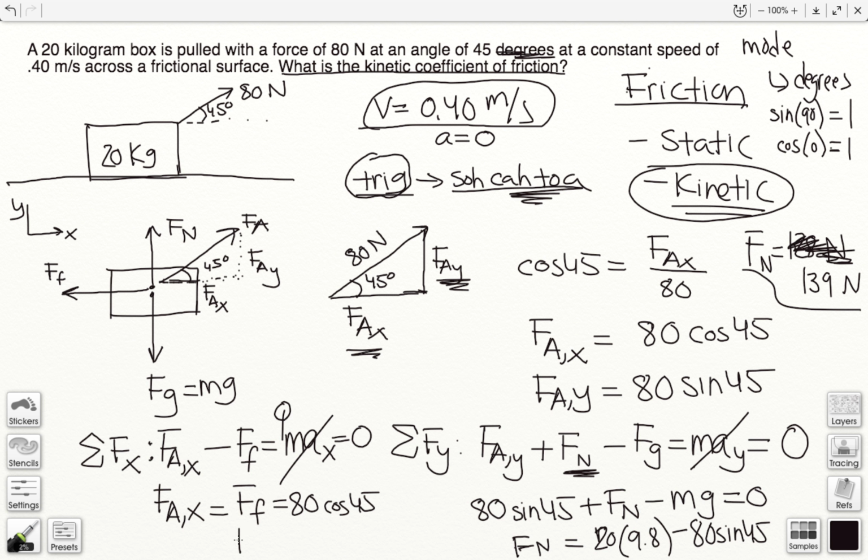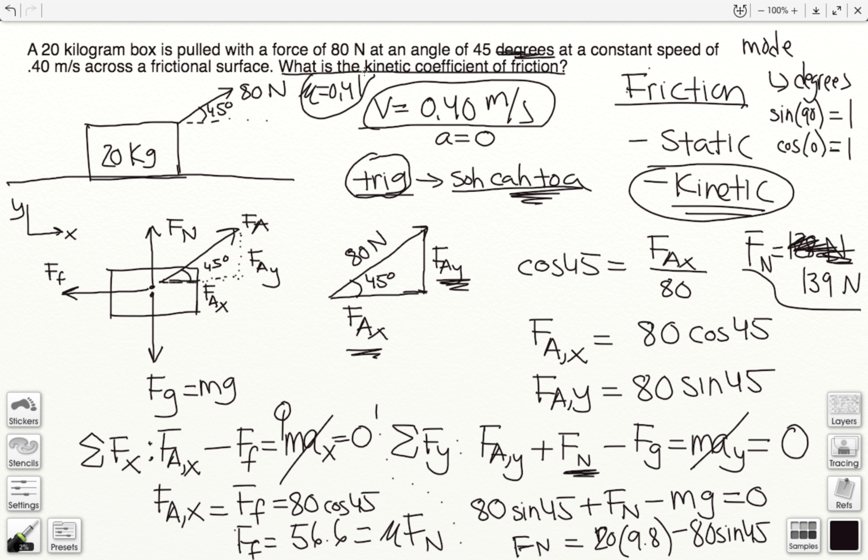So then I know that my friction force is equal to 56.6 newtons. And from the formula, I know that this is equal to mu times the normal force. And so here I can plug the normal force that I solved on the y side into this equation and then solve for mu. So 56.6 divided by 139 gets you mu of about 0.41. So our kinetic coefficient of friction is 0.41.